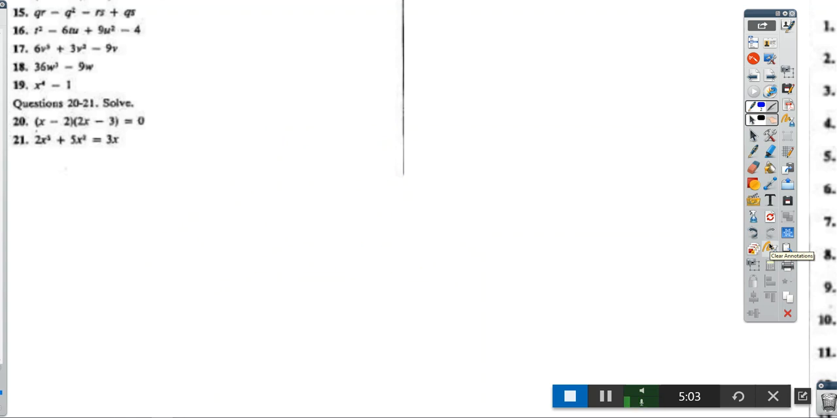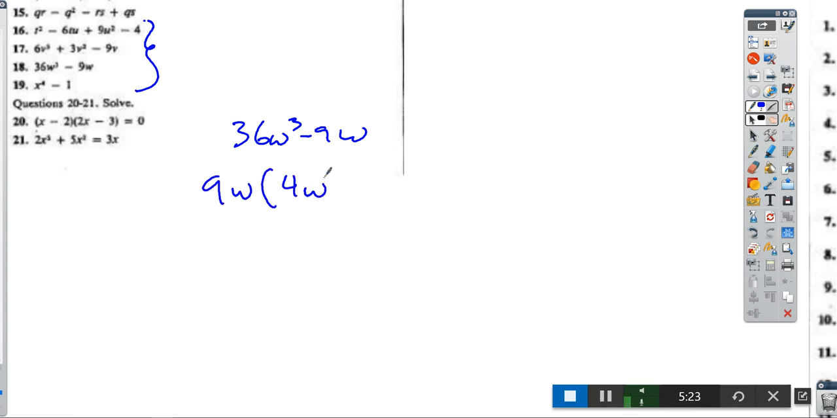All right, number 18. So we have 36w to the third minus 9w. Clearly, these are all asking us to factor the problems multiple times. So I'm thinking I'm going to factor this multiple times. There's a greatest common monomial, 9w, and we get 4w squared minus 1.